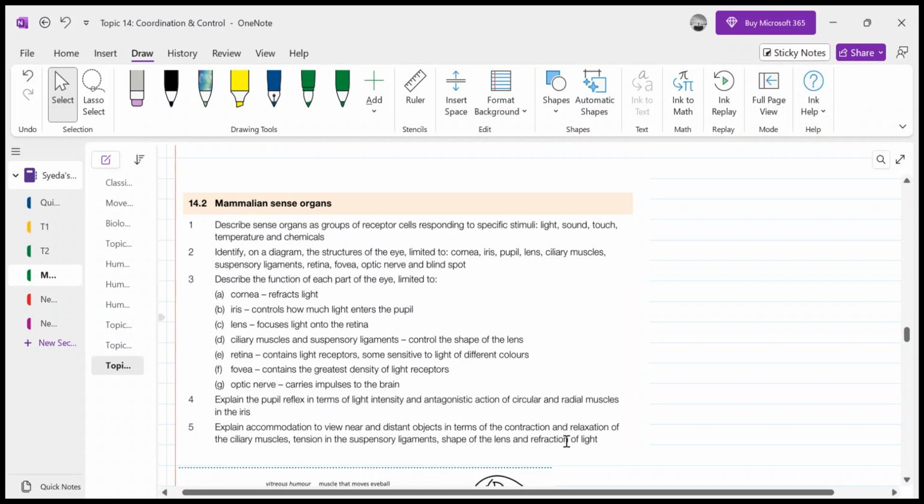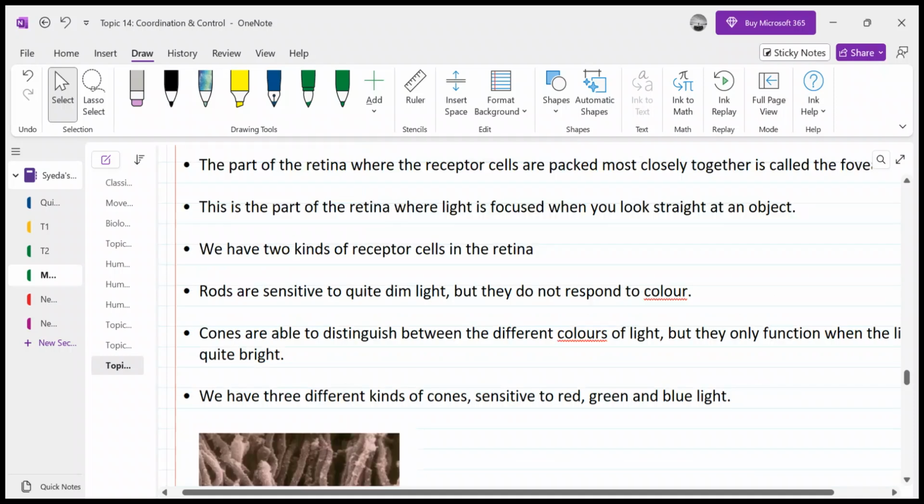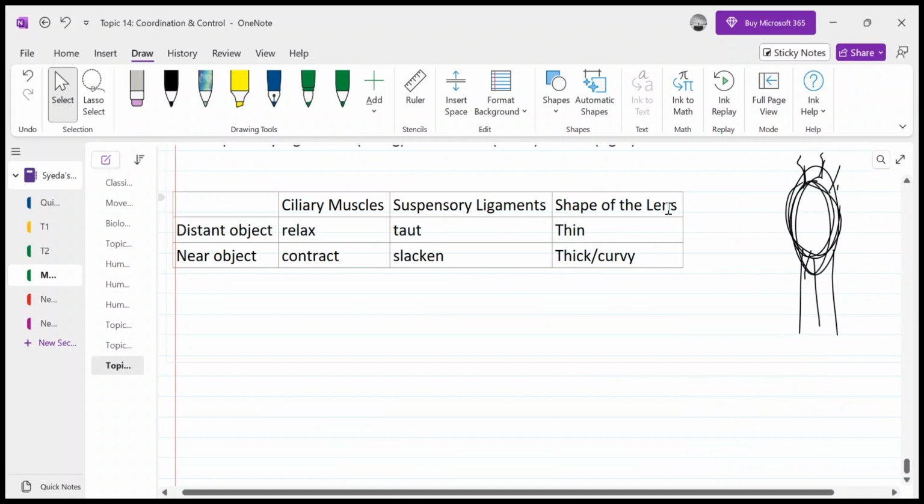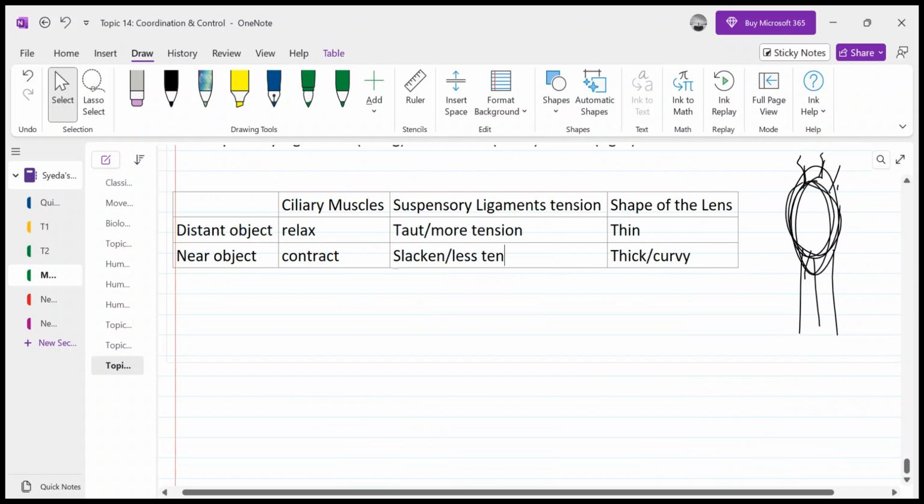Four things basically we have to discuss here, and I have added 3 here. Let me add one more here. Suspensory ligament tension, right? Taut means more tension, and slacken means less tension. Whenever a string is stretched with force, it has more tension, and whenever you do not stretch it, it has less tension. And refraction of light: how much light is being refracted.